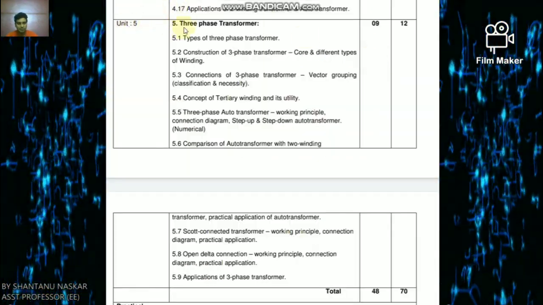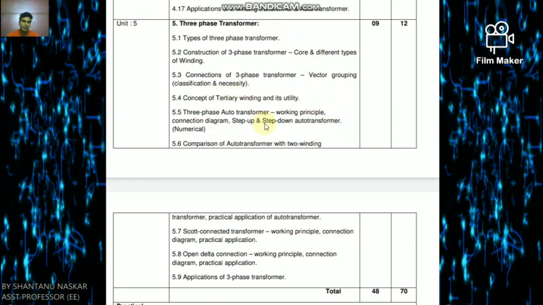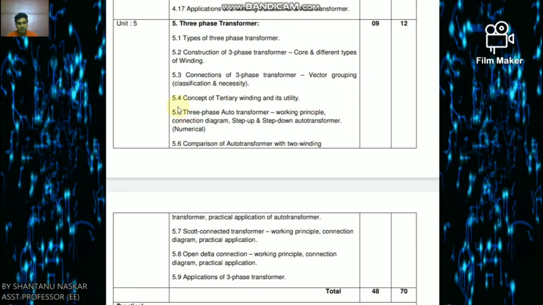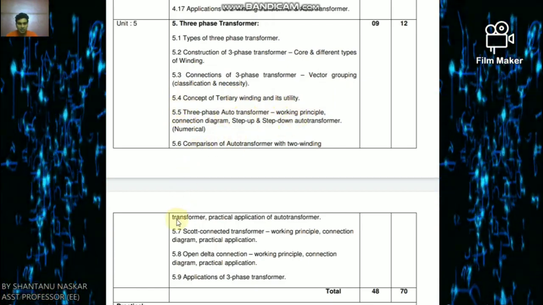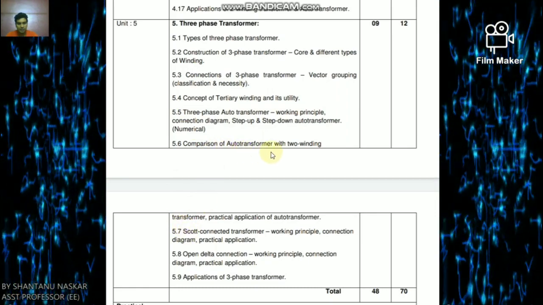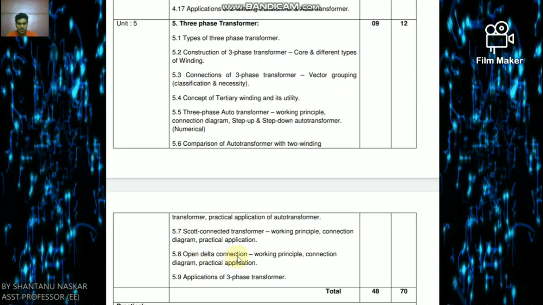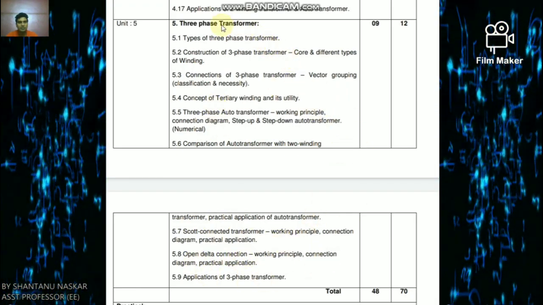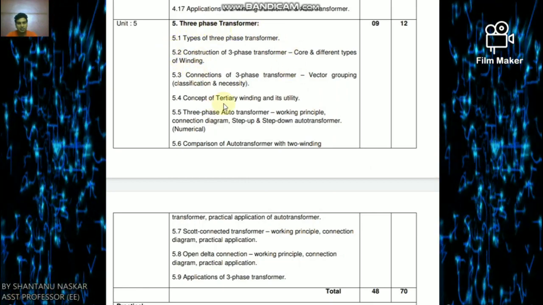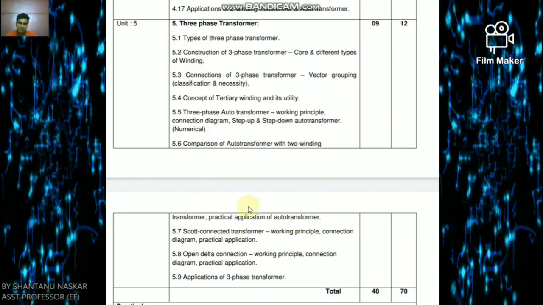In Unit 5, three-phase transformer, today I will cover the concept of tertiary winding, three-phase auto transformer, comparison of auto transformer with two-winding transformer, Scott connection and open delta connection, and application of three-phase transformer. In part 1 you will get the upper portion, and in part 2 you will get this portion.